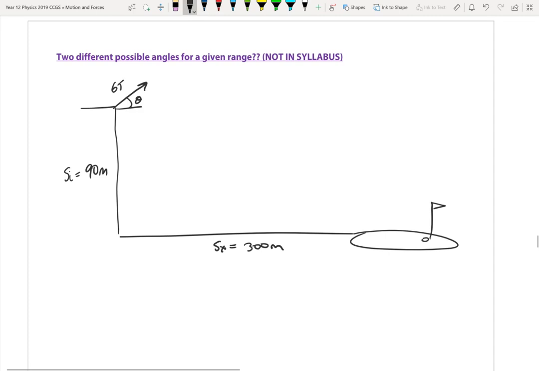What does it say next to theta? 65. So now you'll notice a slightly different question. We've been given the speed, but not the angle. And with this scenario, you'll get two possible thetas. Okay? So I'll just sketch again the low theta and the high theta.